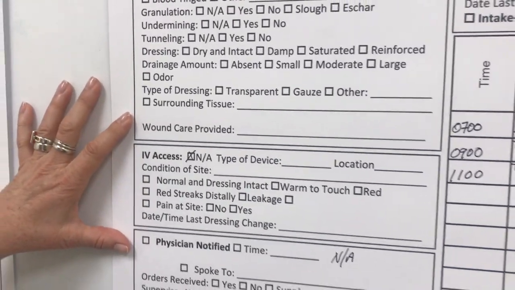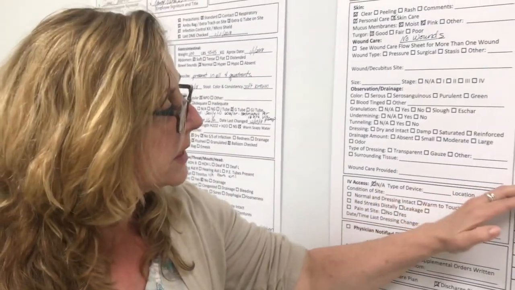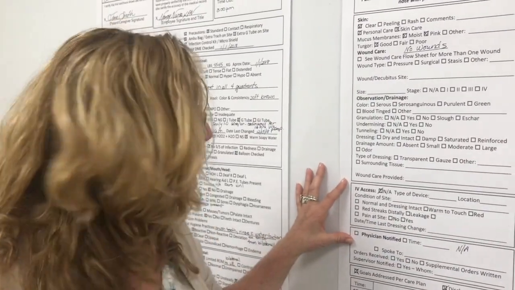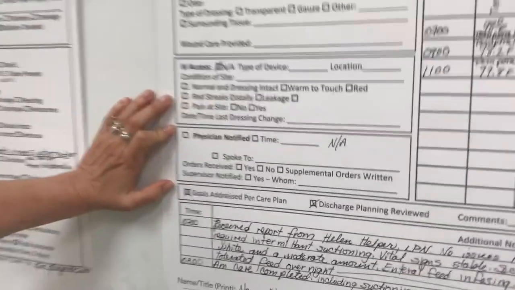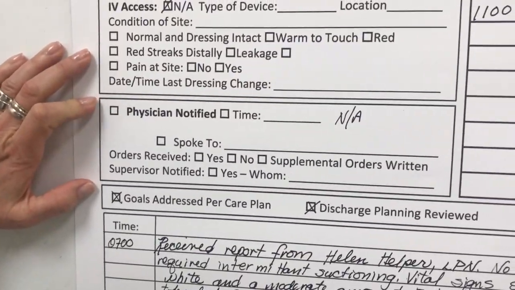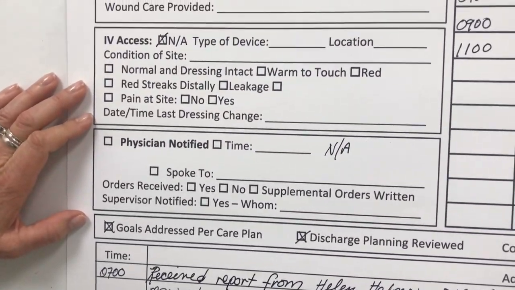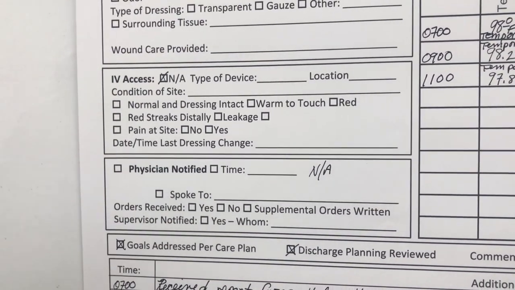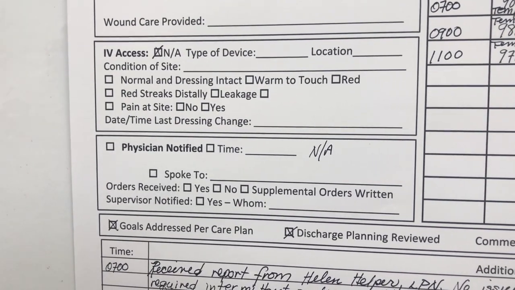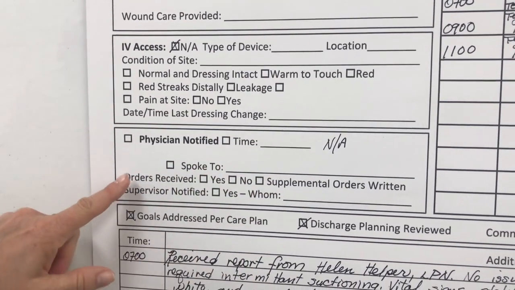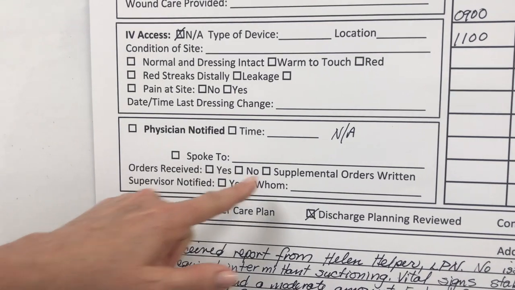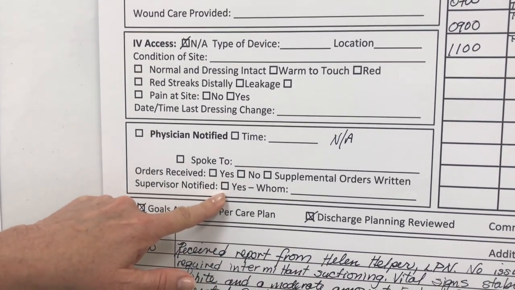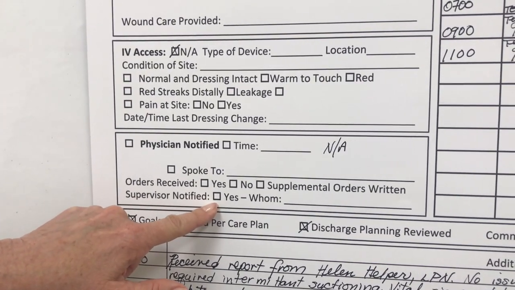I would like to ask people not to put a line through it diagonally and not to leave it blank. Each square needs to be addressed. If you needed to call the physician, you would need to write here that you notified the physician and the time, who you spoke with. As y'all know, sometimes we don't get the doctor, sometimes we get the doctor on call, sometimes we get the medical assistant, that person's name, if any orders were received, and if supplemental orders were written, and who was notified. If the supervisor was notified that you got orders, you called the physician, etc.